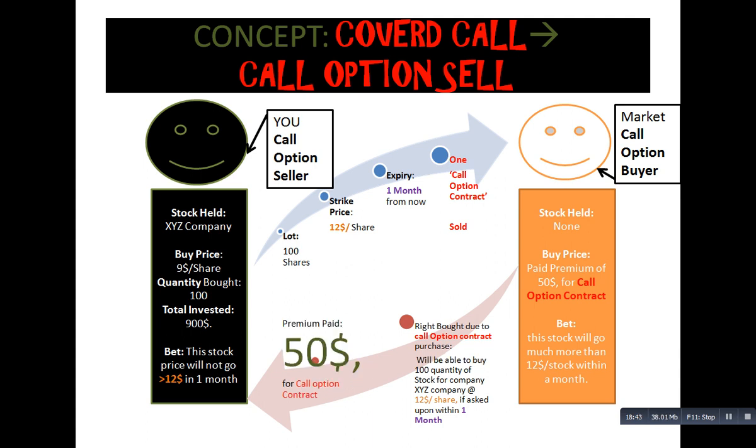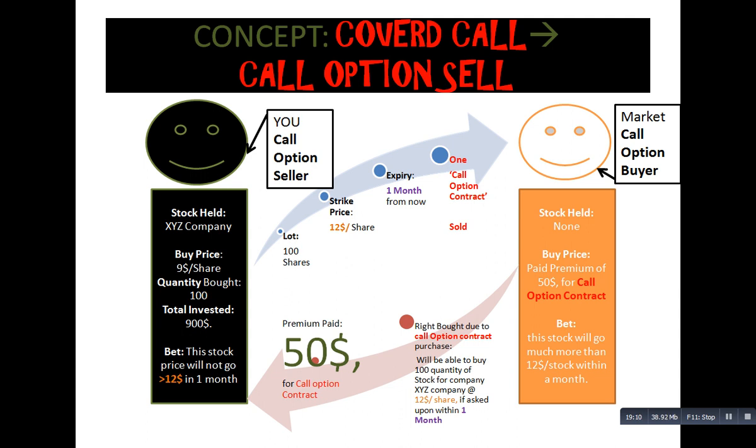So the next slide is exactly the same slide as earlier. It is just highlighting this $50, the premium which you are being paid, and this is the way you are going to make money as a covered call seller on your investment, in addition to the stock rising.